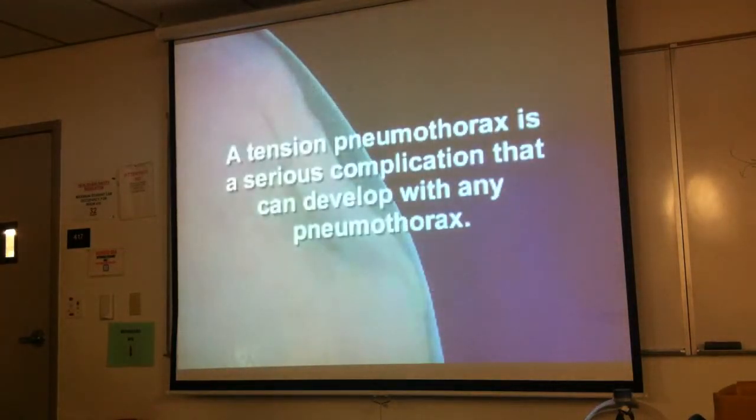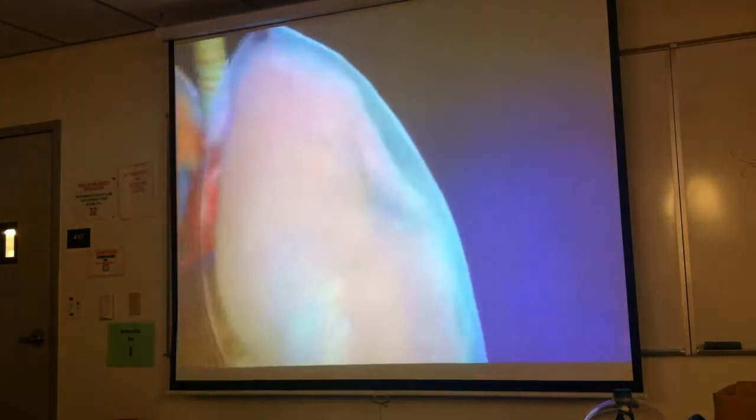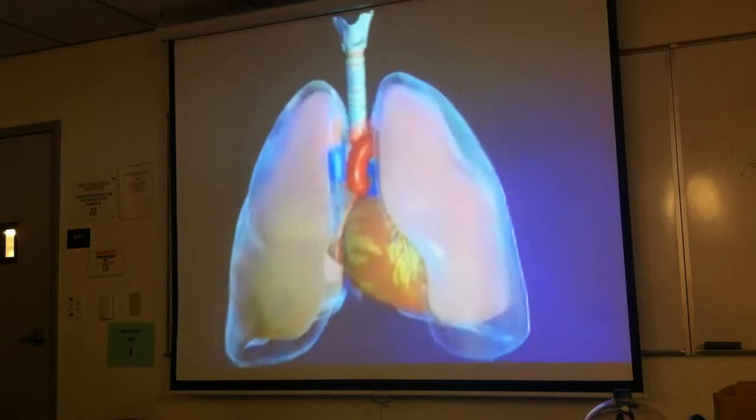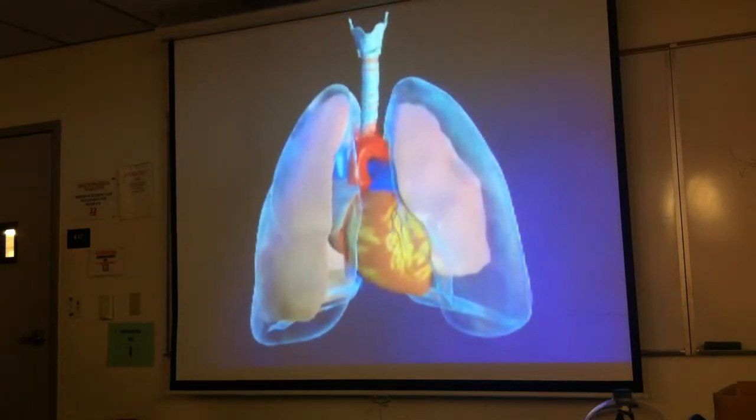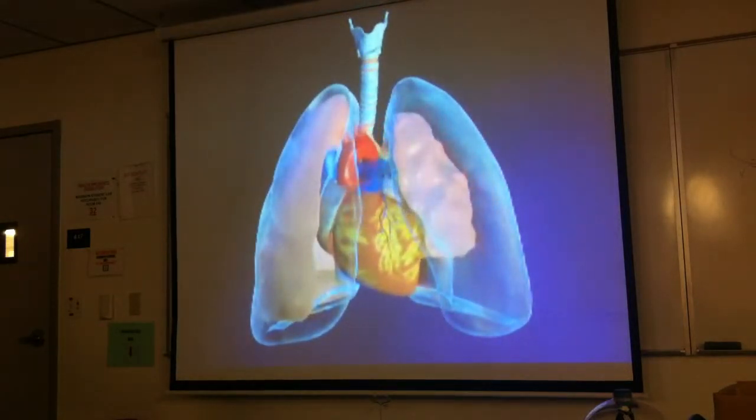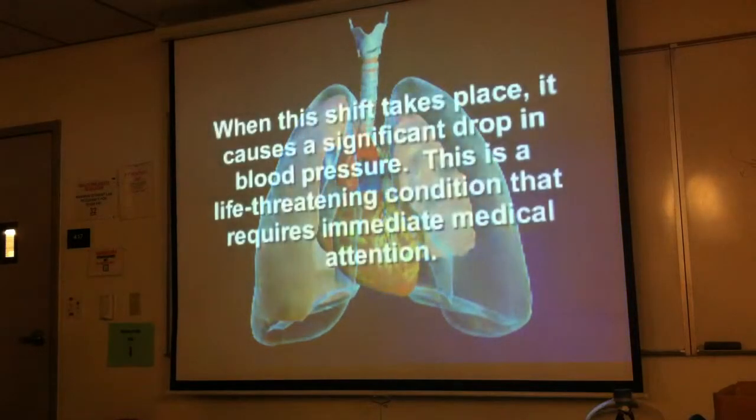Tension pneumothorax is a serious complication that can develop with any pneumothorax. If the pocket of trapped air cannot escape and continues to grow, the increased pressure in the pleural cavity can push the heart and major blood vessels to the other side of the chest. When this shift takes place, it causes a significant drop in blood pressure. This is a life-threatening condition that requires immediate medical attention.